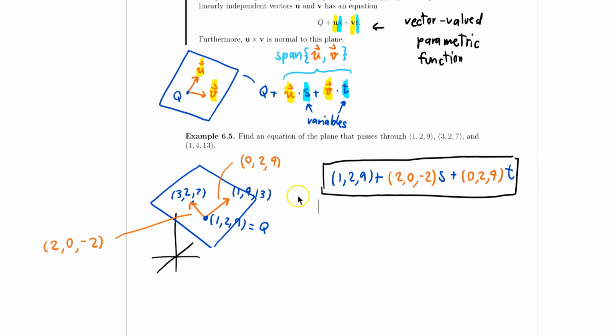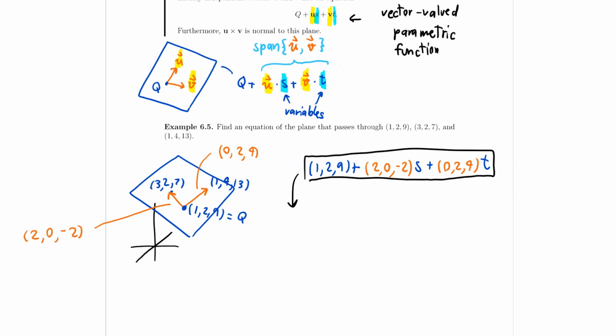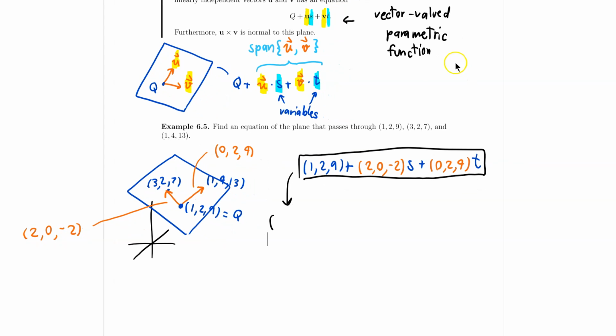Now, I said earlier that this is actually a vector valued parametric equation, because if we look at it in another way, I can expand and write this out. If I look at the first coordinate, that's going to be 1 plus 2s plus 0t. So that's just 1 plus 2s, and this is going to be my x coordinate.